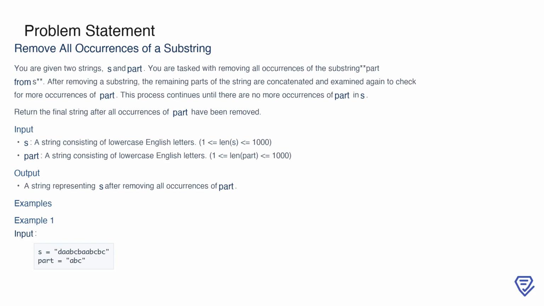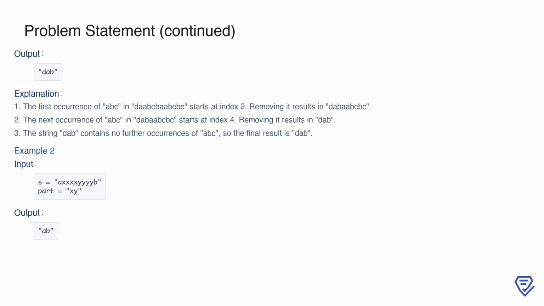The input string S and the substring part can both be up to 1,000 characters long, and they consist of lowercase English letters. The output is the modified string after all occurrences of part have been removed. Let's consider the first example to better understand the problem. Here, the input string S is dabkbababk and the substring part is ABC. The goal is to remove every occurrence of ABC from the string.